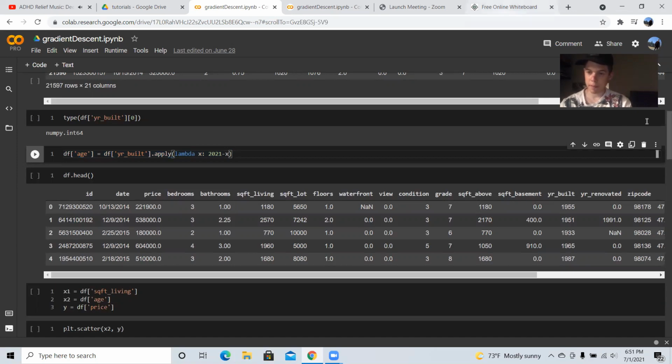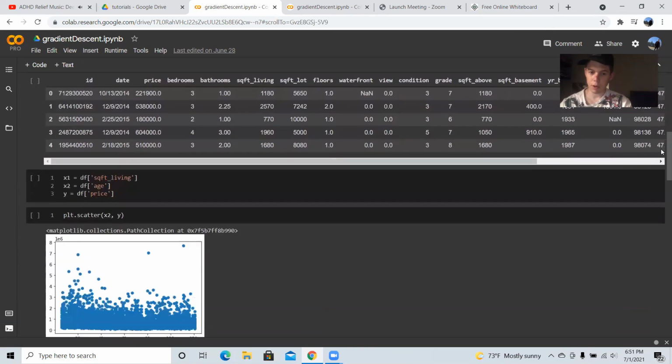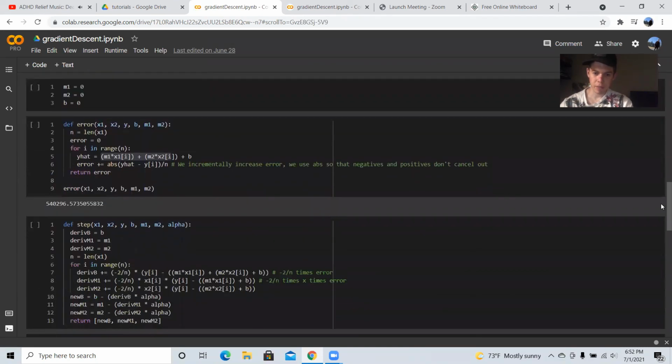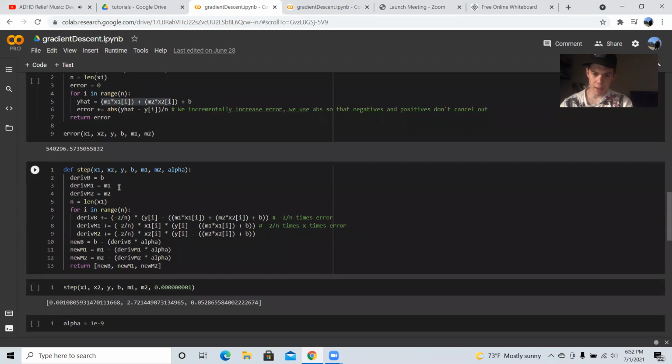Now, moving forward, we're calculating error with our two m values and our two x values. Two m values, two x values, just making sure I said that right. And then we take our step, and because we have two m values, we will have two derivatives down here.